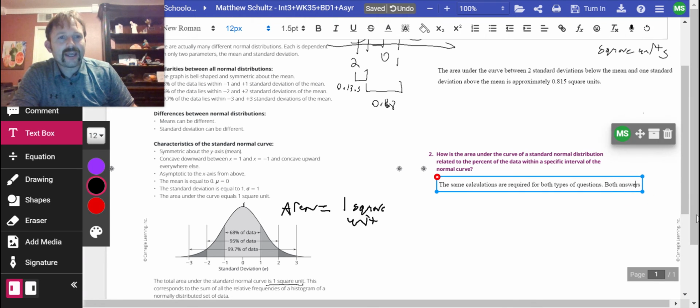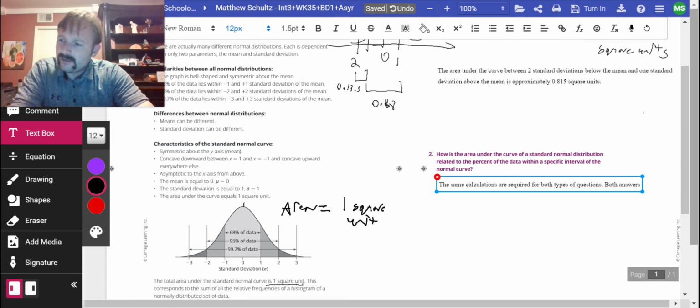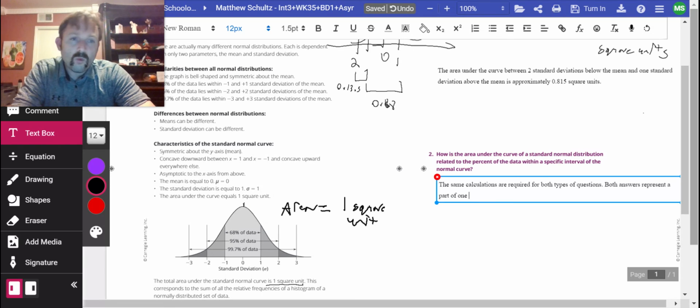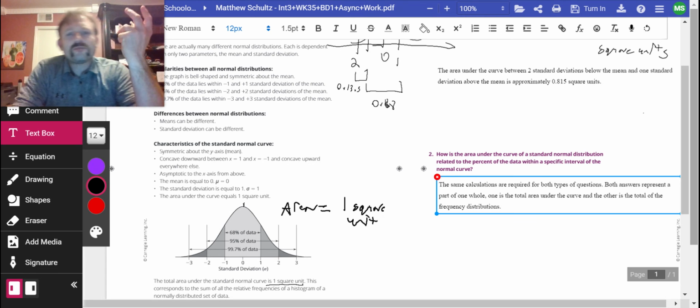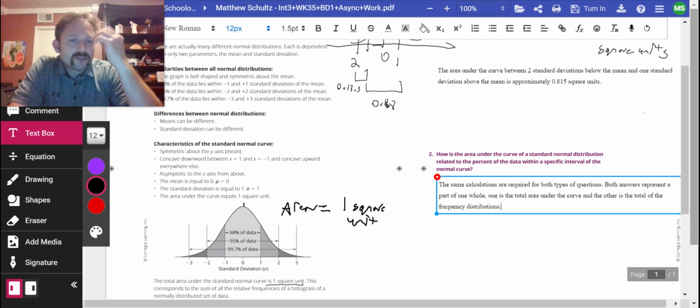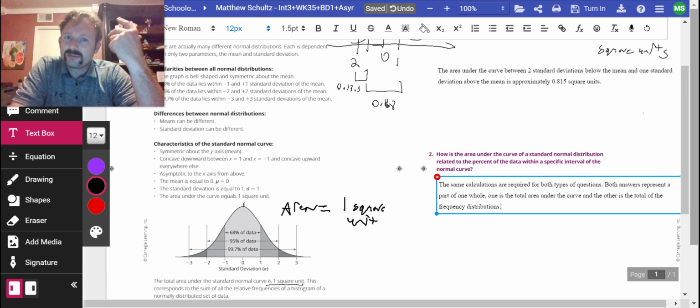So both answers represent a part of one whole. One is the total area under the curve, and the other is the total of the frequency distributions. So one is the percentages, and the other is how much of one, which is the percentages.